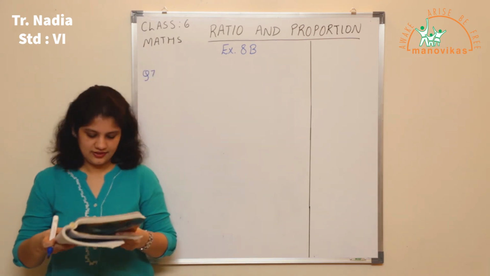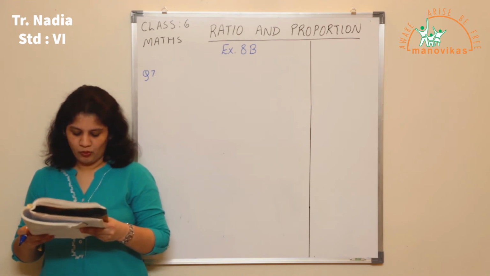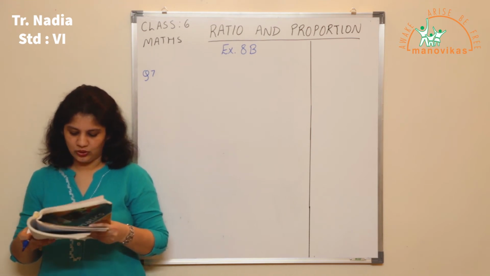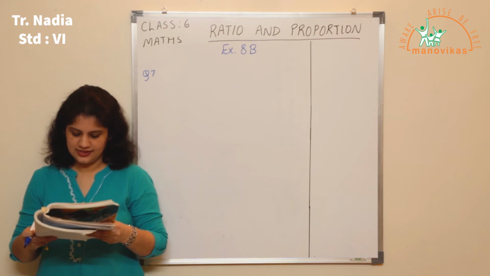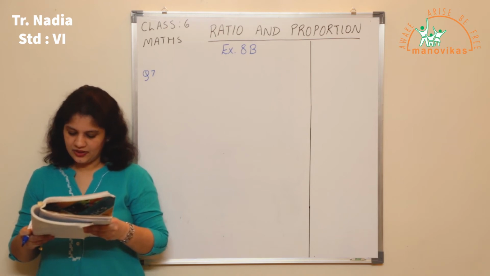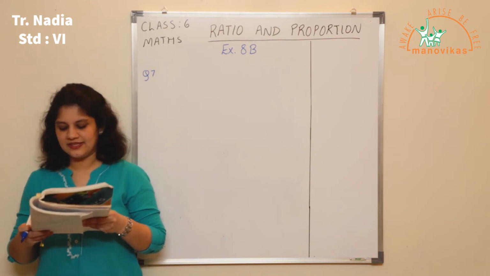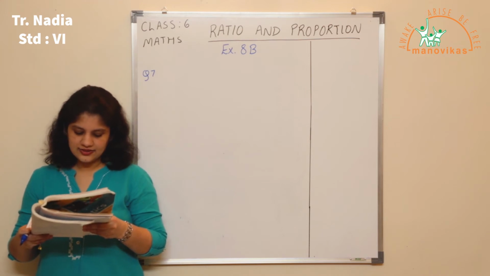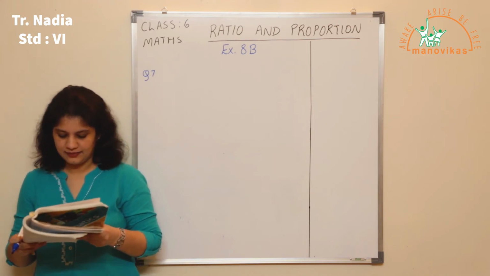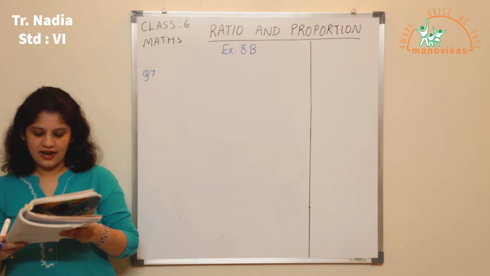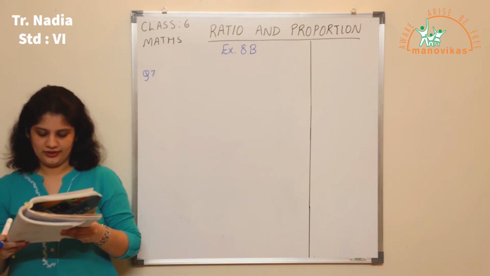Question number 7. An electric pole casts a shadow of length 20 meters at a time when a tree 6 meters high casts a shadow of length 8 meters. Find the height of the pole.